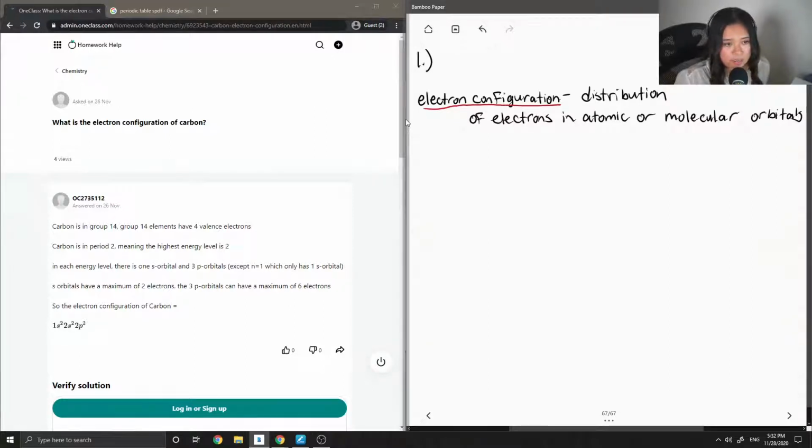So there are different steps that we can take in order to find the electron configuration of a certain atom. So I'm going to write down the steps right now. So step 1 is to divide the periodic table into atomic orbital sections.